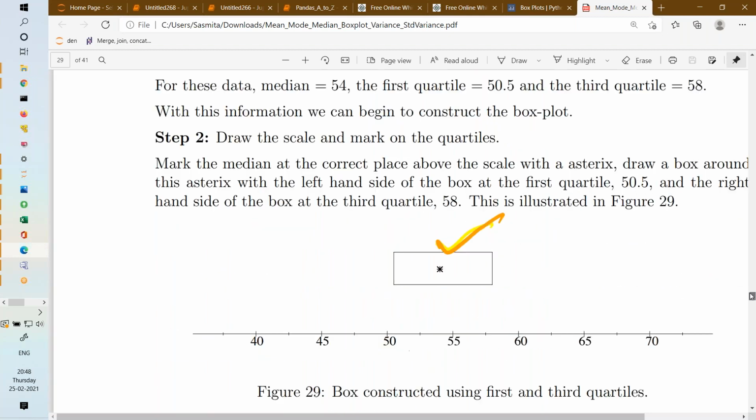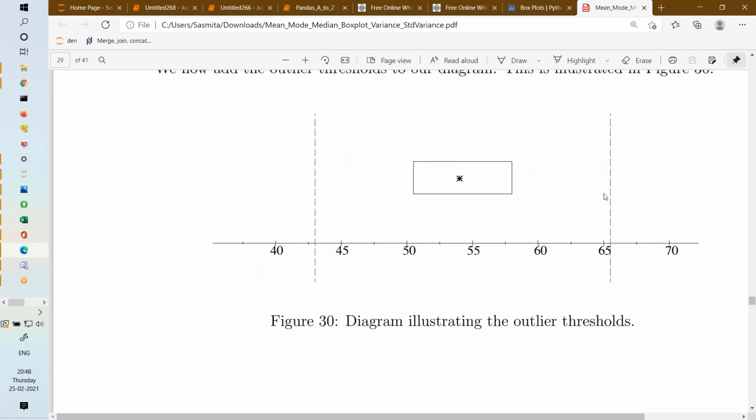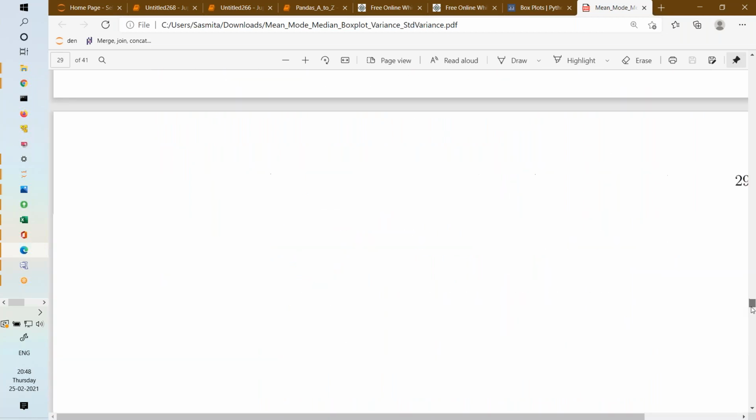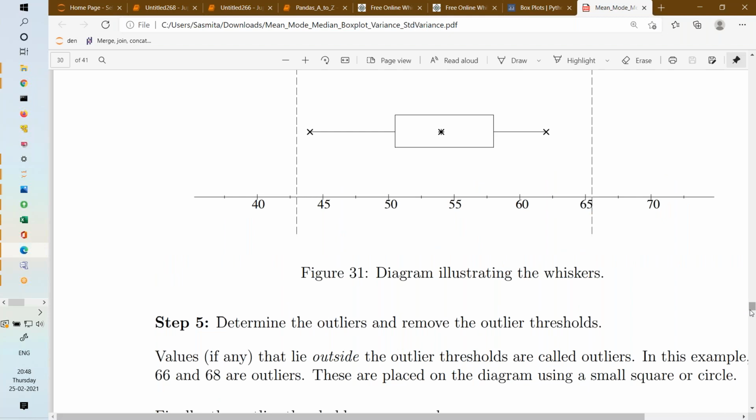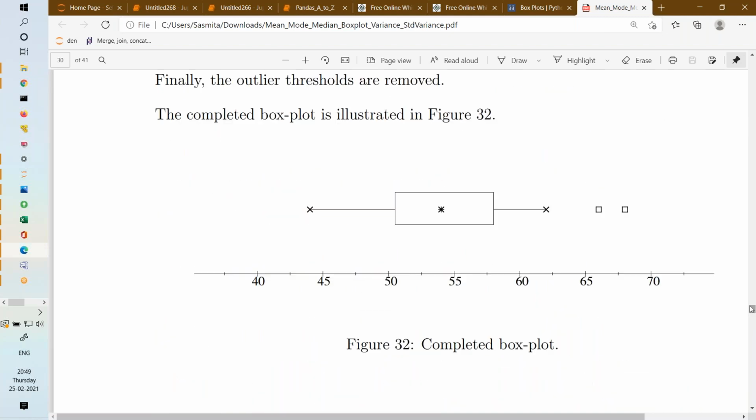So this is something called the box. And once I got the box, this is my boundary. Just now I have created 65.5 and 43. After I get this boundary, I'm finding the outliers, right? So now I will do the whisker. So whisker is nothing but 62 and then 44. That is my whisker. And then 2 points are my outliers, 66 and 68. So these 2 points are my outliers.